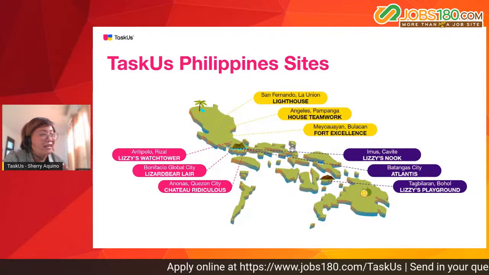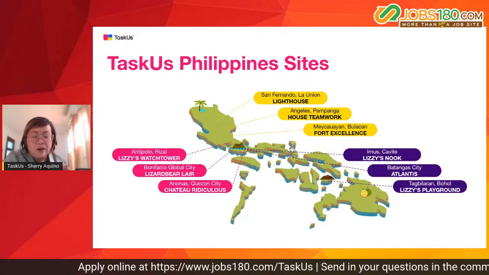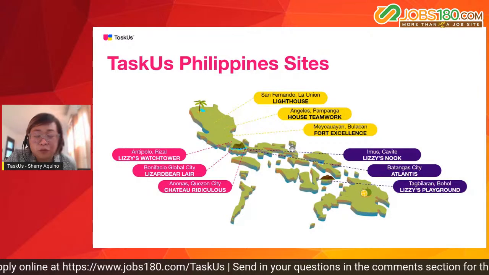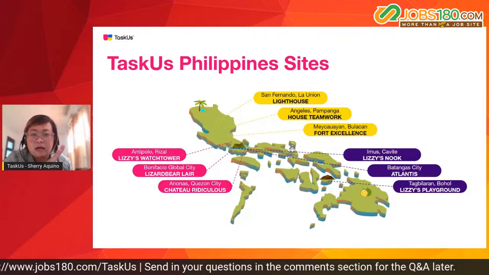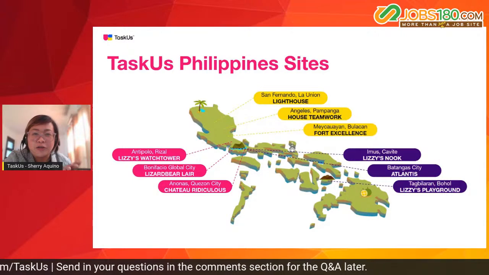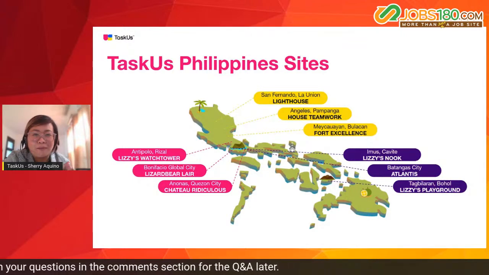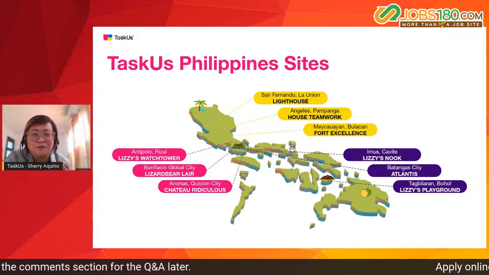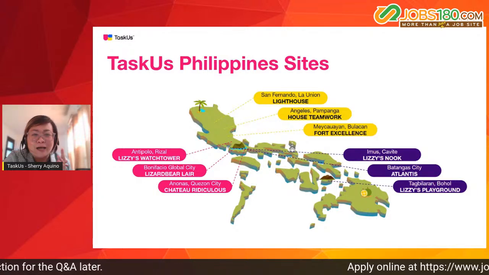Okay. TaskUs Philippine sites, no. So here in the Philippines we have 9 sites in total. And for each site we have a nickname to it. So for example, in San Fernando, La Union, we call it Lighthouse.